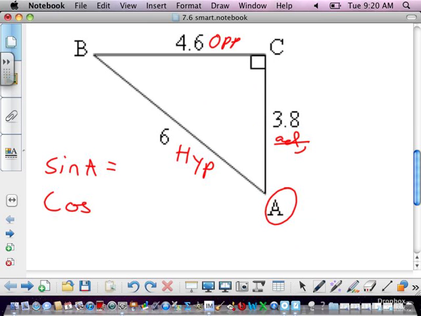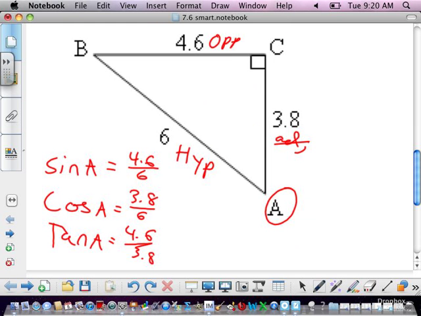Sine, cosine, tangent. This is all for A. So, sine is opposite over hypotenuse. Cosine is adjacent over hypotenuse. And tangent is opposite over adjacent.